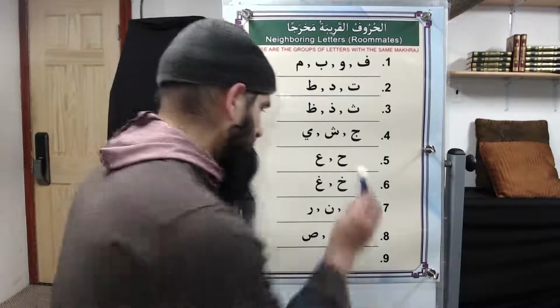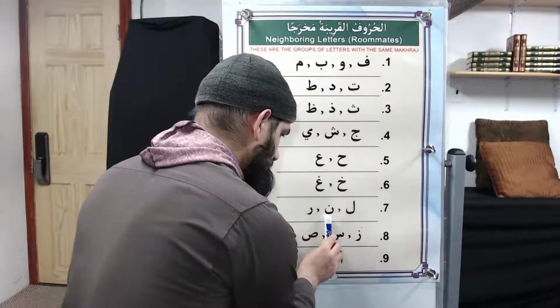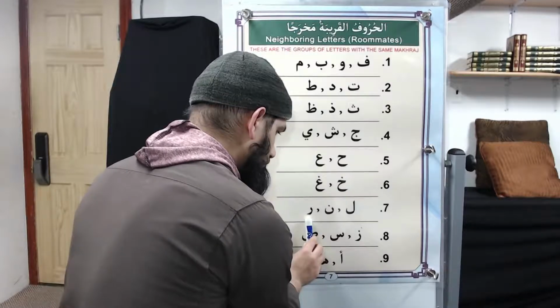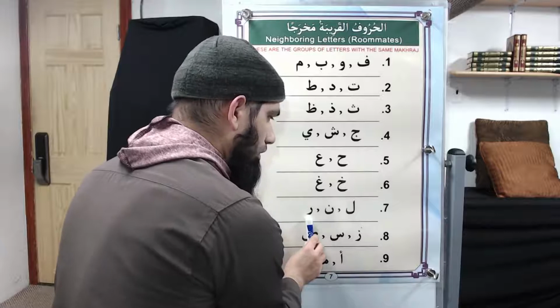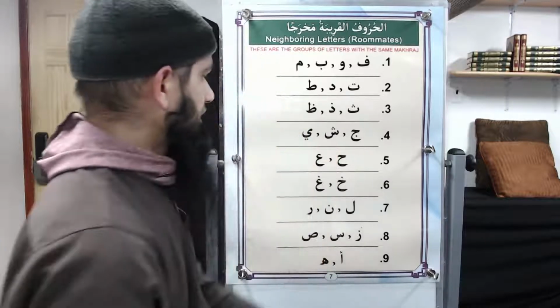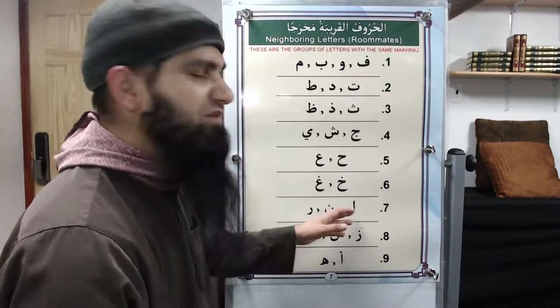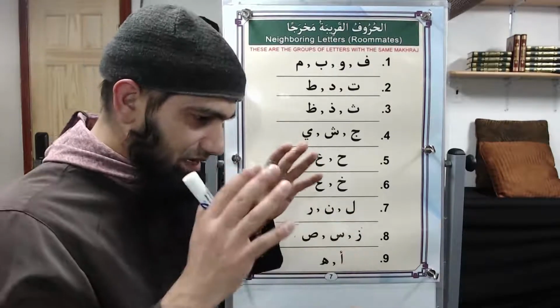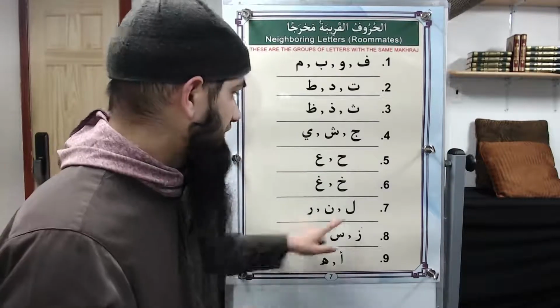Let's pronounce the letters. Lam, Noon, Ra. Raise the back of the tongue. Make it heavy. Ra. Lam, Noon, and Ra. Right? They come from the same home with slight differences, and I will tell you what the differences are.